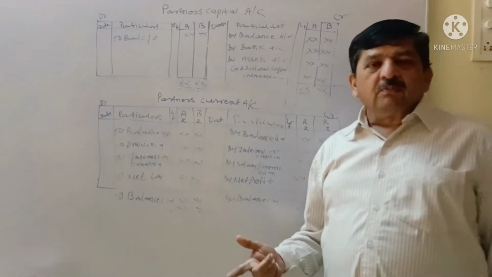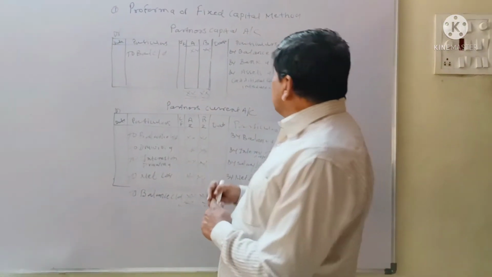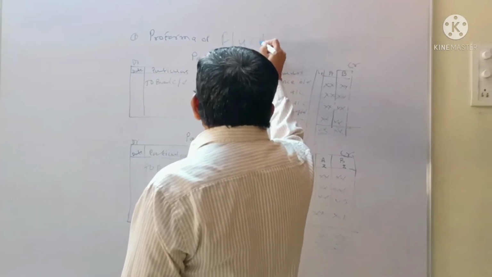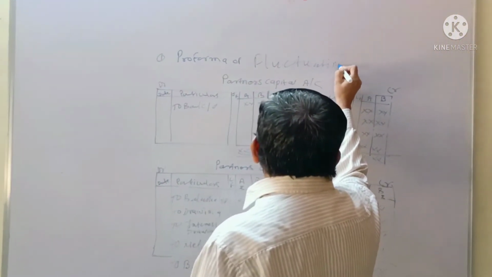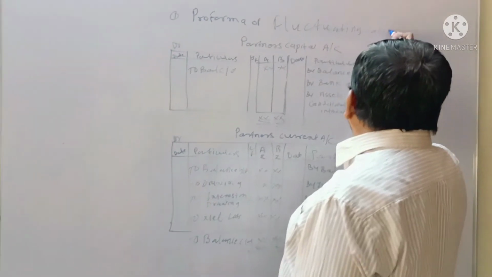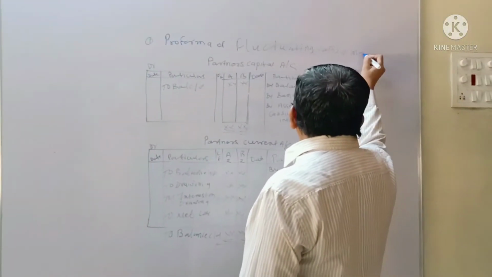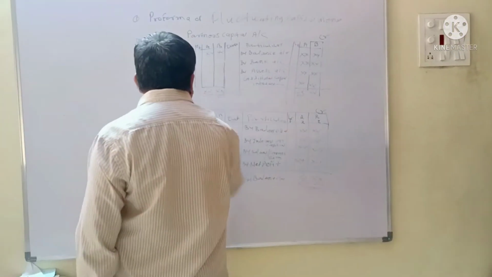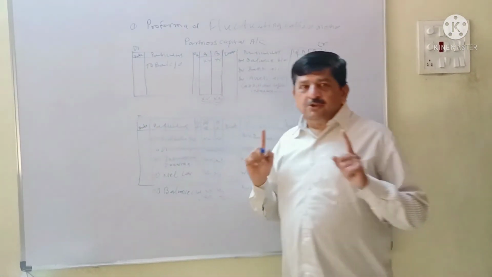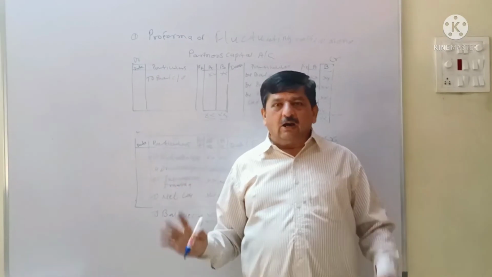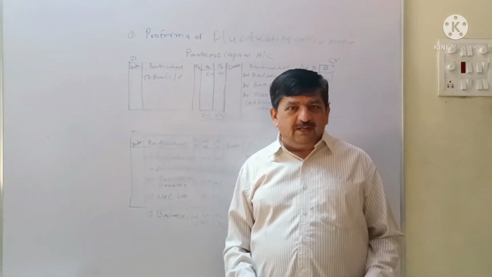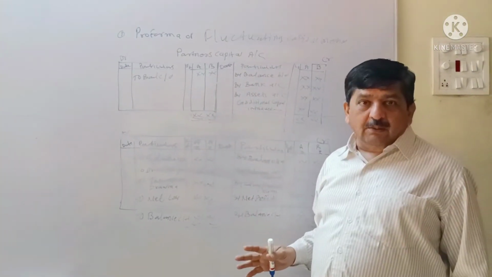The second one is the fluctuating capital method, pro forma of fluctuating capital method. Under this method, you have to maintain only one account, that is the partner's capital account. All adjustments are made to the partner's capital account.